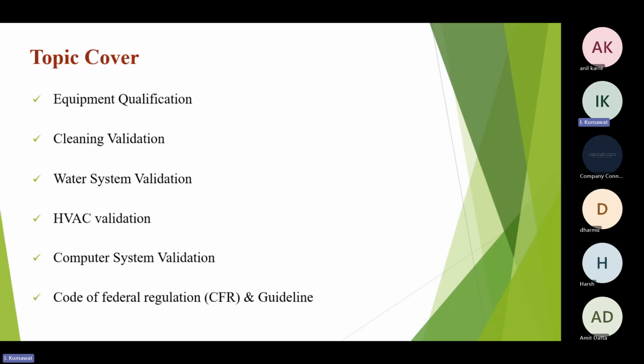And then the Code of Federal Regulations and guidelines. Like I told you, we will discuss the 21 CFR guidelines provided by the US FDA. Then 21 CFR Part 11 and 21 CFR Part 210, which covers good manufacturing practices for pharmaceutical products and their manufacturing. And guidelines like ICH guidelines and some other guidelines we will discuss.